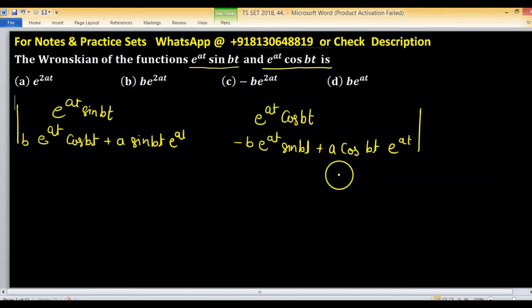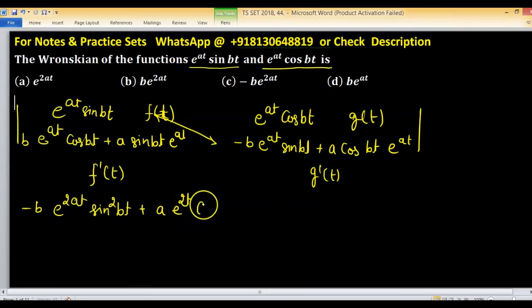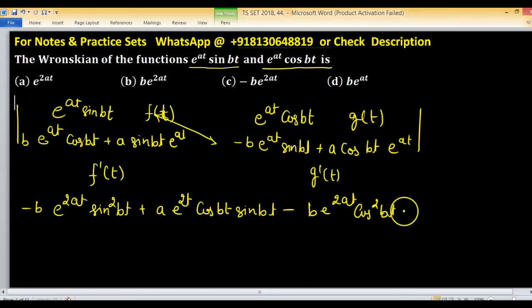The Wronskian will be the expansion of this determinant. This is the first function, so you can call it f(t), and this is g(t), and the second row means f prime t and g prime t. So after expansion, multiplying crosswise, we have minus b e raised to the power 2at sin square bt plus a e raised to the power 2at cos bt sin bt minus b e raised to the power 2at cos square bt minus a e raised to the power 2at cos bt into sin bt.